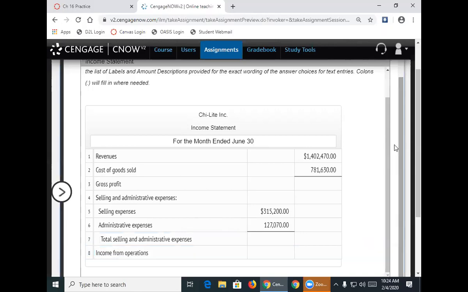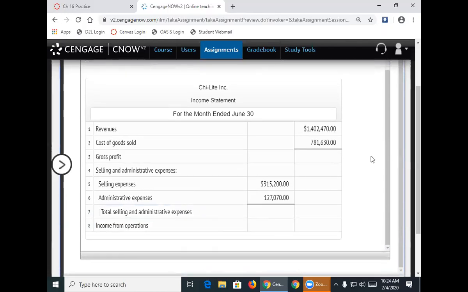So without doing all the math on mine, yours should look something like this when you're all finished. You'd have your revenues minus your cost of goods sold equals your gross profit. You would list selling and administrative, listing the greater amount first. So selling, then administrative, and add them up. Then take gross profit minus selling and administrative to get income from operations. I can do the math real quick.